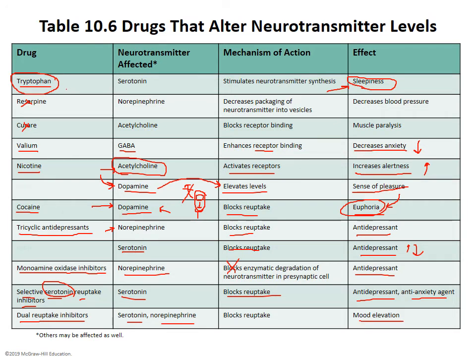Now, the ones I want you to know: tryptophan, I'll mark there, Valium, nicotine, cocaine, and selective serotonin reuptake inhibitors. And I'm putting that one because the name of it tells you exactly what it does. So if you miss any of the questions on that, that's a problem.